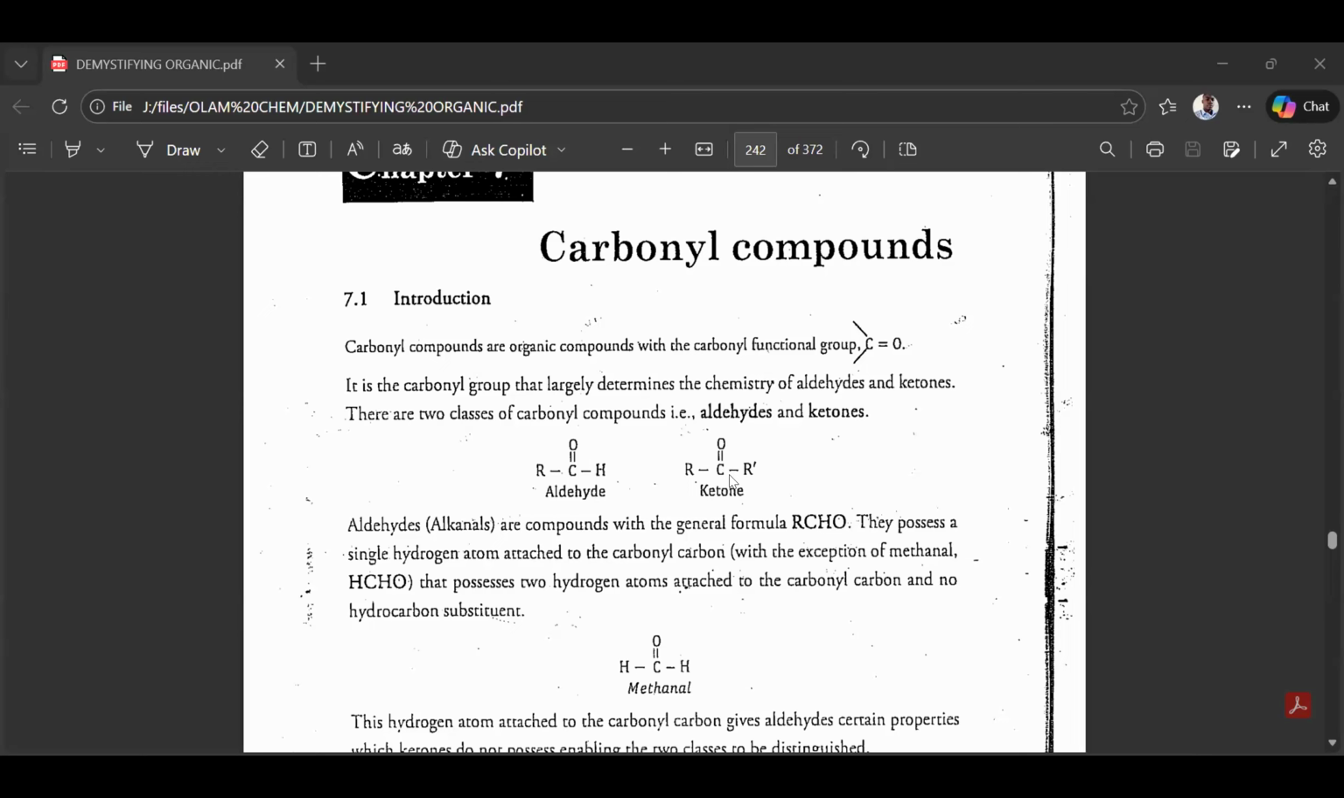Now, there are some tests which we basically perform in the lab to distinguish these two classes, the ketones from aldehydes. Those tests are there. We can use oxidizing agents like acidified potassium permanganate. We can use ammoniacal silver nitrate solution. We can use Fehling's solution. We can use acidified potassium dichromate.